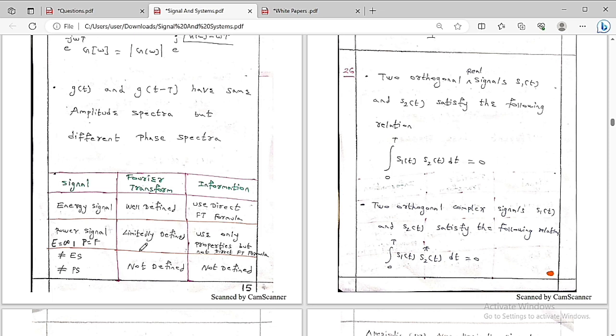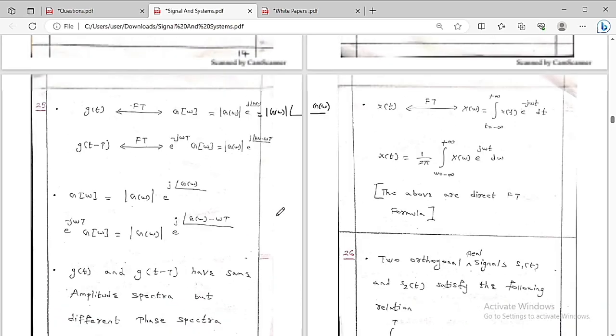Suppose a given signal is neither an energy signal nor a power signal, then the Fourier transform is not defined at all for those types of signals. So this table you always have to keep in your mind. Just by seeing a signal, we can say whether the Fourier transform is going to be present or not.